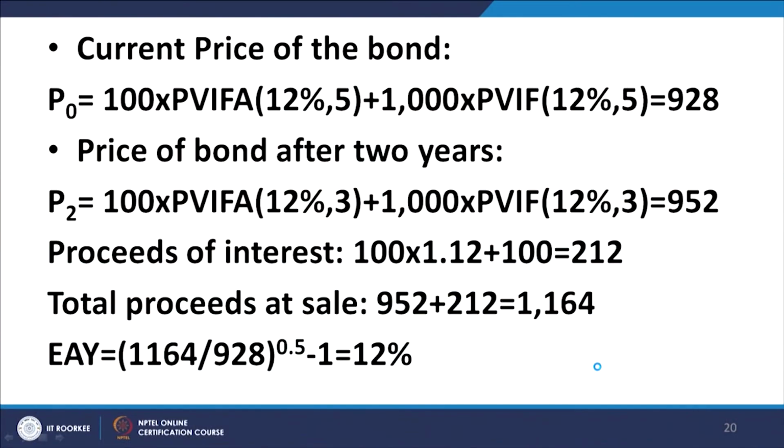So, the maturity value of this reinvested coupon will be 112, and the coupon at the end of the second year will obviously not be reinvested, that will be equal to 100. So, the total value of reinvested coupons will be equal to 212. So, the total cash flows on the point of sale of the bond will be equal to 952 plus 212, that is 1164. And when we work out the effective annual yield, we find that it turns out to be 12%, thereby vindicating, at least illustrating, the theorem.